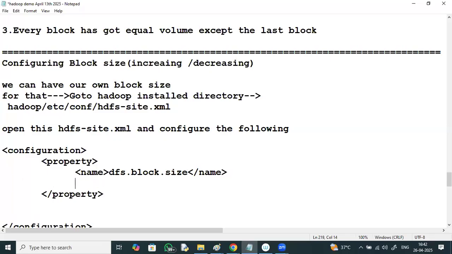A value for it. Value, for example, is 128 MB. If you want to set like 70 MB or 80 MB or 90 MB, you can say 90 MB as the value. Or if you want 50 MB, however much you want to keep, you can just keep it.